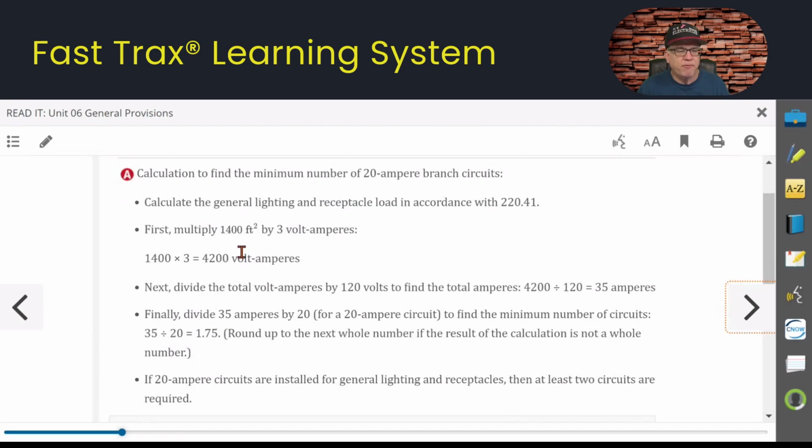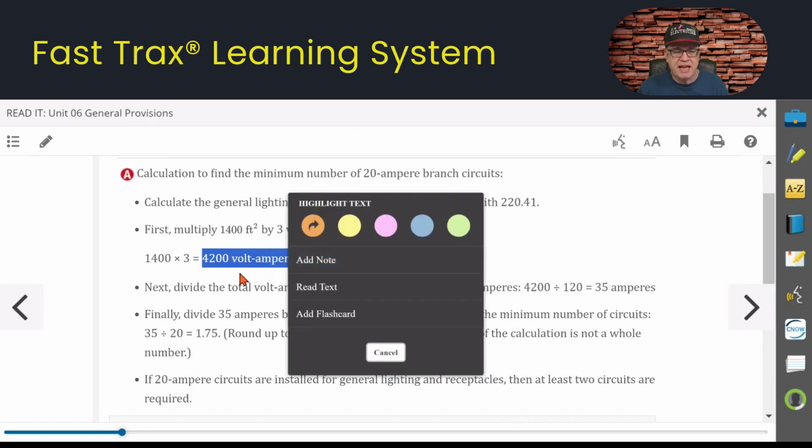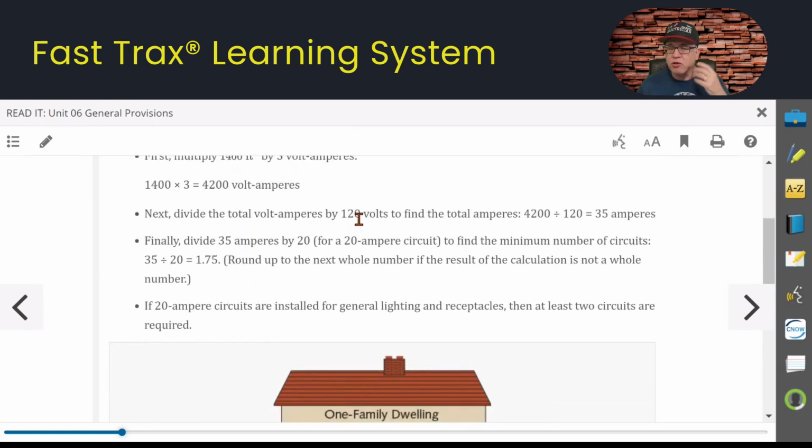All right, you take that 1,400, you multiply that by 3, you're going to give you 4,200 volt amperes or VA. Then again, there's still 120 volt circuits. So you're going to take that 4,200, you're going to divide that by 120. It's still going to be 35 amperes. Now, here's where it changes. Instead of taking that 35 amps and dividing it by 15 because they were 15 amp circuits, now you're going to do it by 20 because these are 20 amp circuits that you're wanting to use.